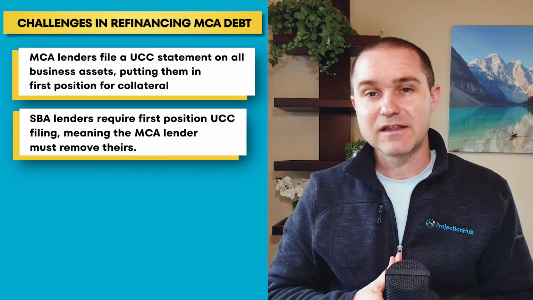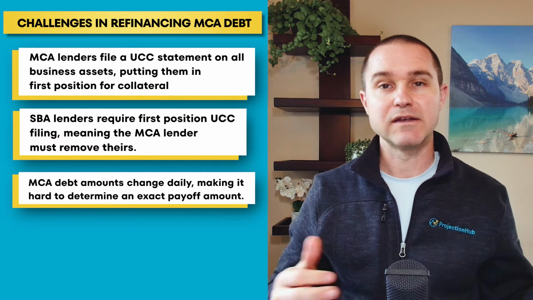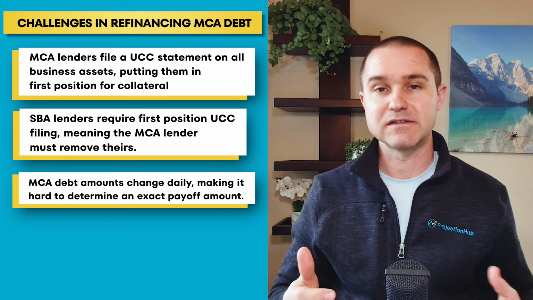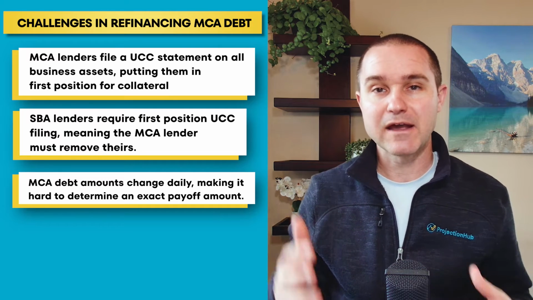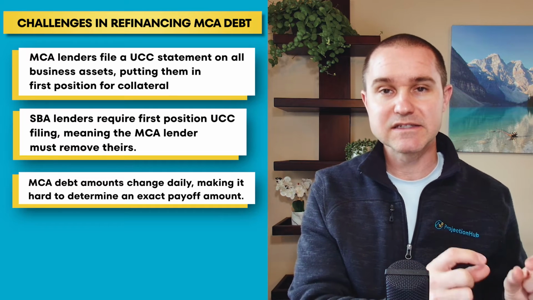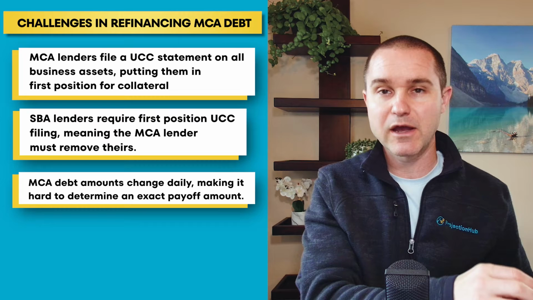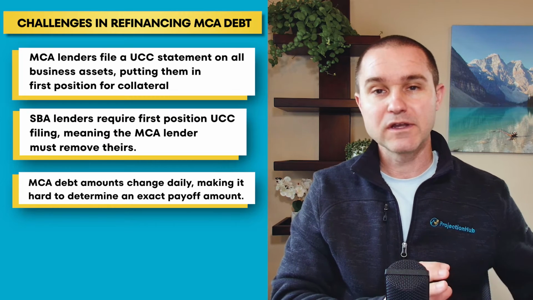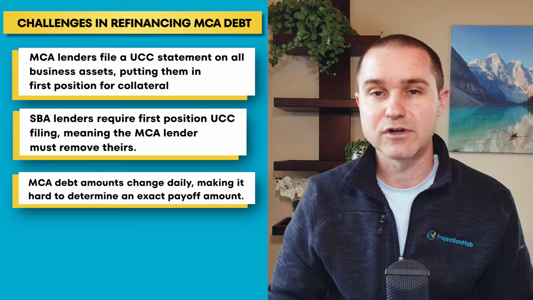Now, here's the challenge. The amount that you owe the MCA lender is changing every day, every moment, right? It's a moving target, and the SBA lender needs to have a payoff amount. They need to be able to say, this is exactly how much you owe, and so the SBA loan is going to pay off this payoff amount, and then know that you are free and clear and unencumbered, and so they can know they're in first position in terms of your collateral.